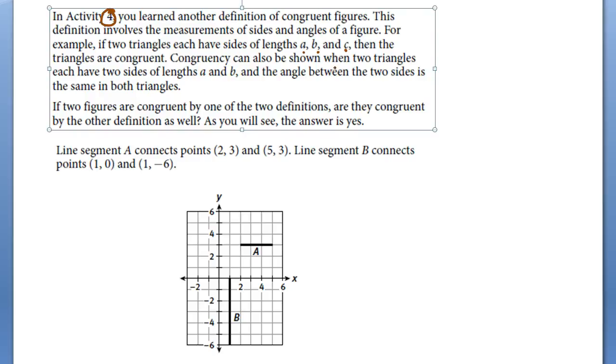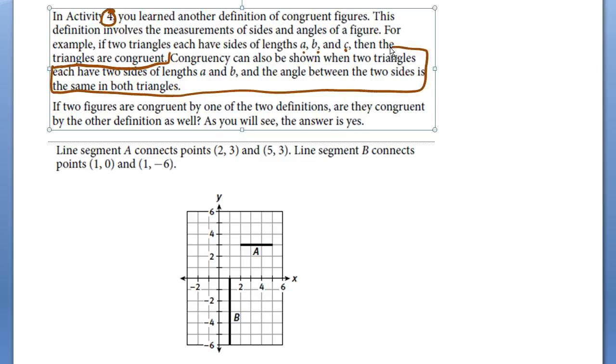Congruency can also be shown when two triangles each have two sides of lengths A and B, and the angle between the two sides is the same in both triangles. So this is another property of congruent triangles, something that is true about congruent triangles. If we have two triangles and two of the sides are the same length, and the angle between those sides are the same, then we know that they're congruent triangles.